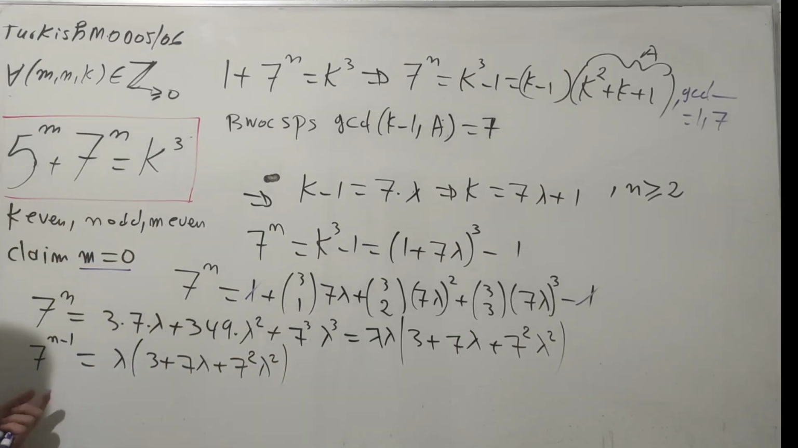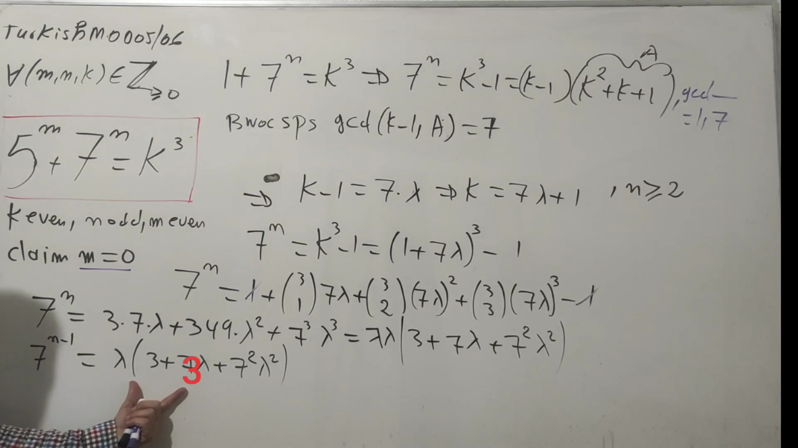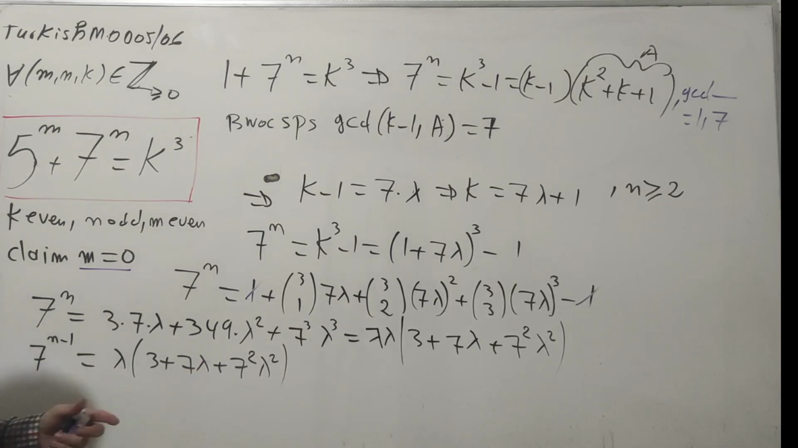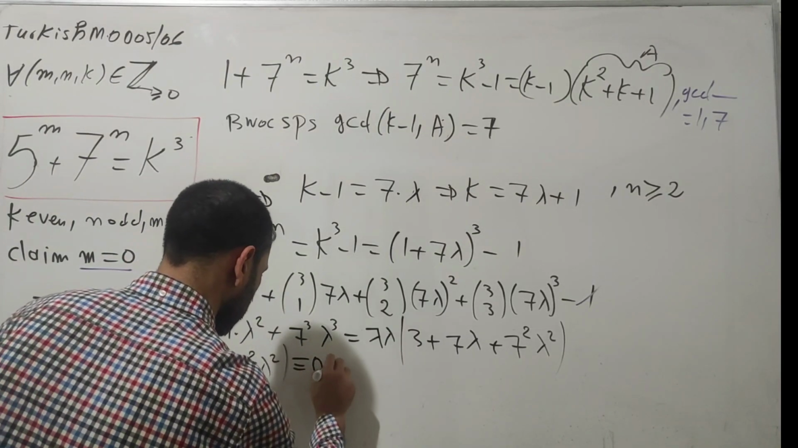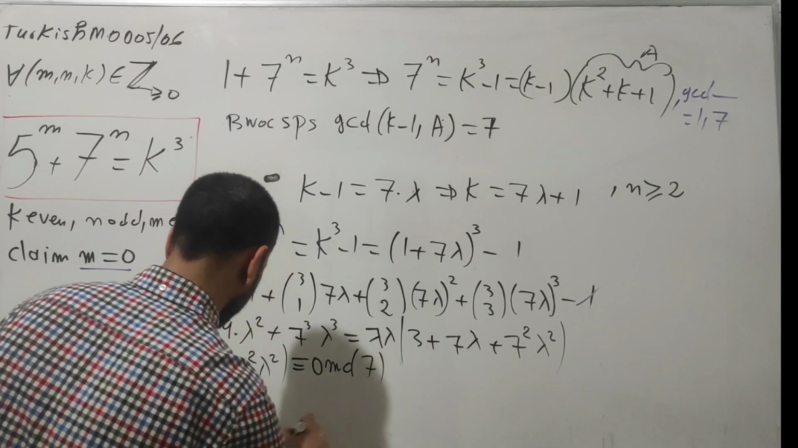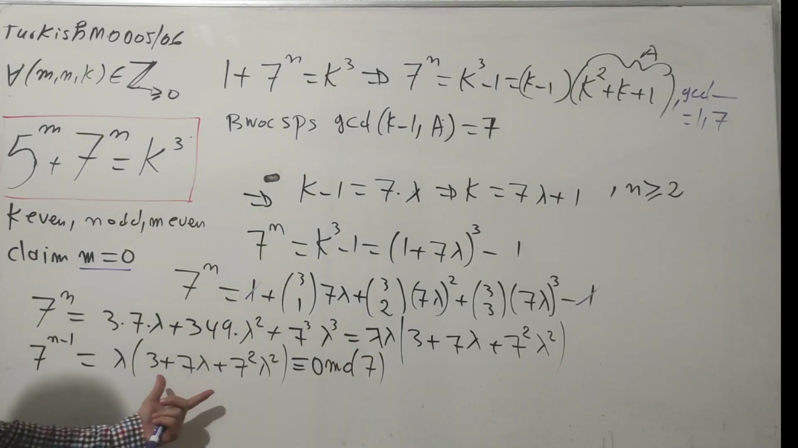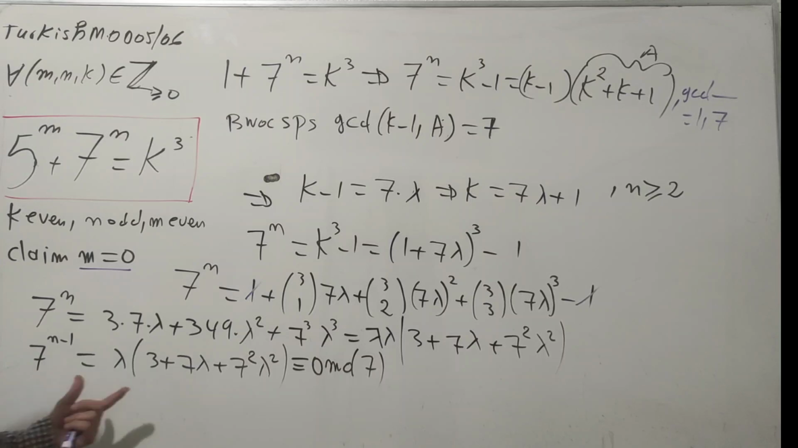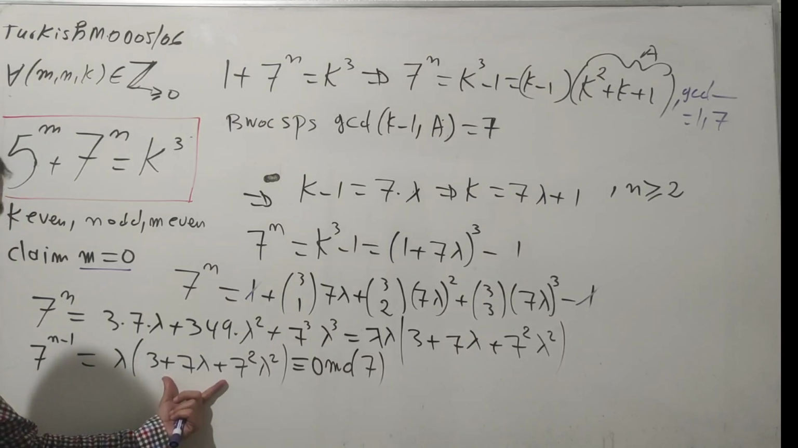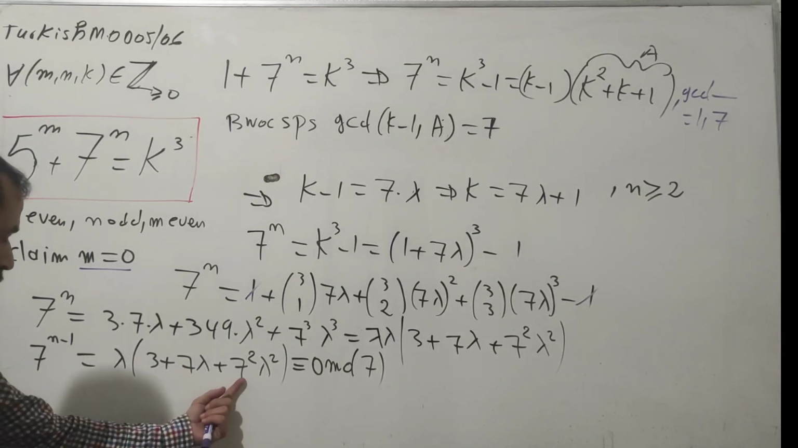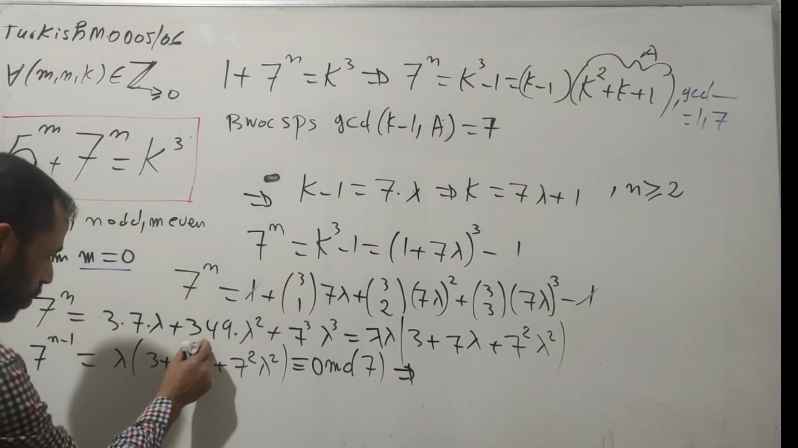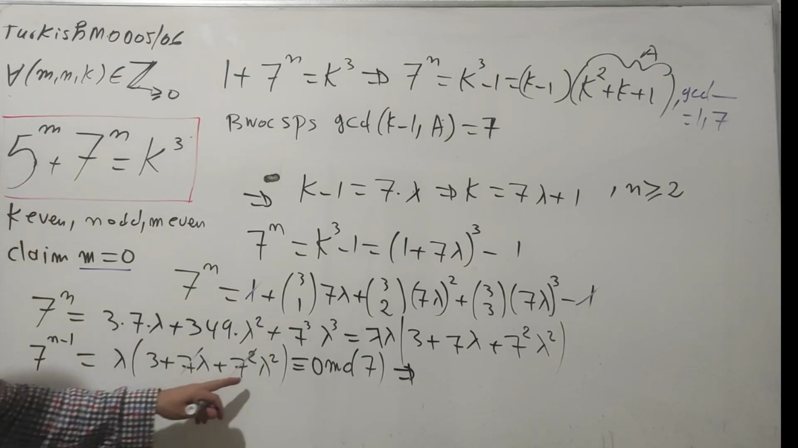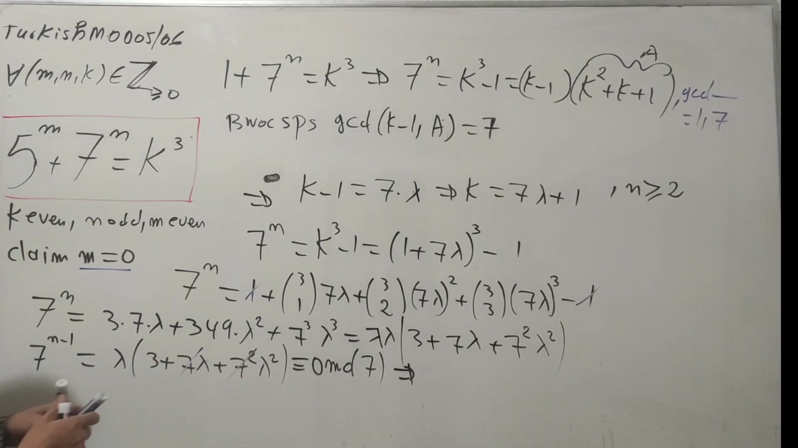Since this one is a power of 7, both of these terms must be a power of 7, because we have a prime here. So I'm going to reduce this one mod 7. This one is congruent to 0 mod 7. I'm going to reduce this term mod 7, so this one will be 0, this one will be 0, and we will be left with 3. Since we get 7 here and 7 here, they will be 0 when reducing mod 7, so we will be left with 3 here.